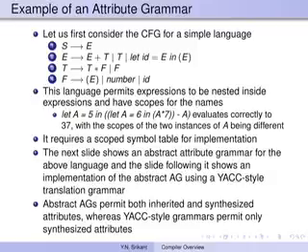To begin with, we have a context-free grammar. S goes to E, E goes to E plus T, or T, or it is a let expression: let ID equal to expression in expression, etc., etc. And then we have a non-terminal T going to T star F or F, and finally F goes to parenthesis expression parenthesis, or number, or ID.